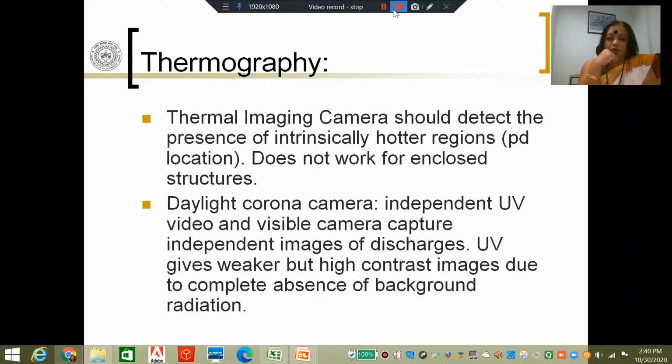But we do have the daylight corona camera. In this daylight corona camera, you have independent ultraviolet video. You have a camera which captures the video independently in ultraviolet light. The advantage of ultraviolet light is that it gives a weaker picture, but a higher contrast image. At the same time, you have a visible camera, which will give you a clearer picture. So when you take the two images and combine them together, they may be able to give you a good indication of the PD location. But thermography has limited uses.